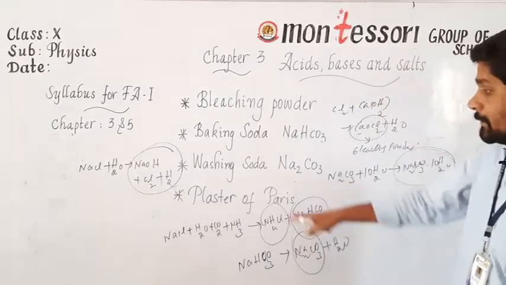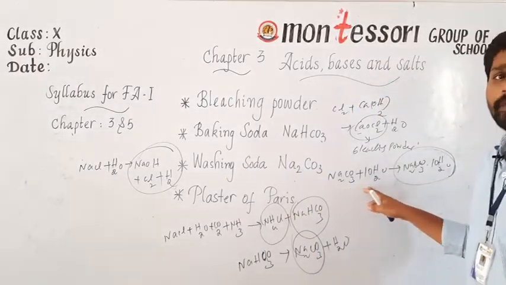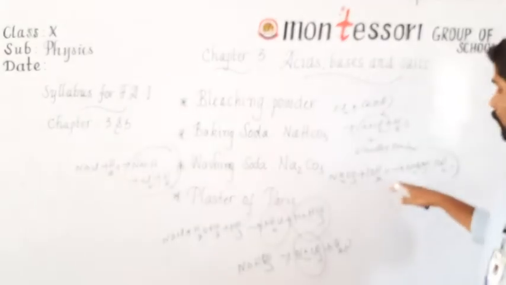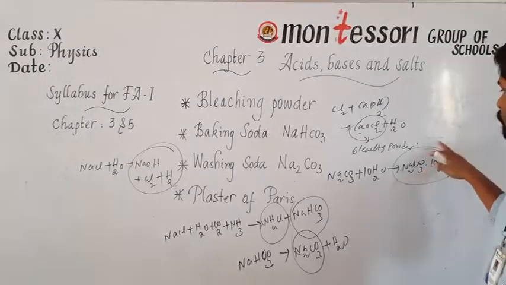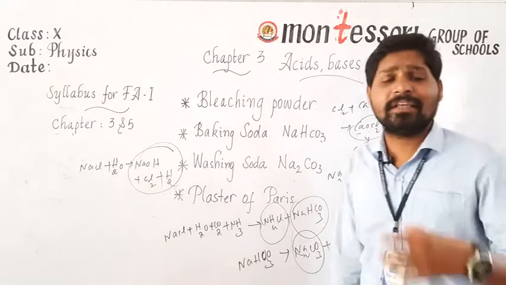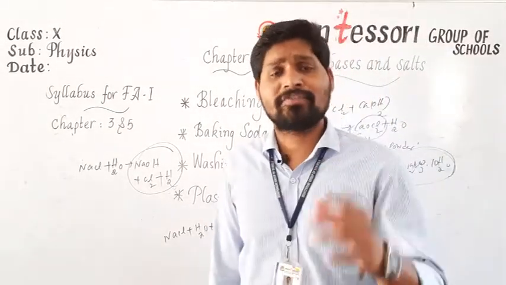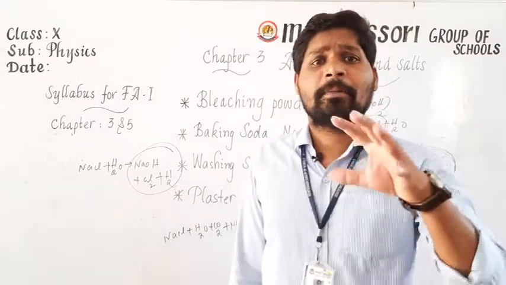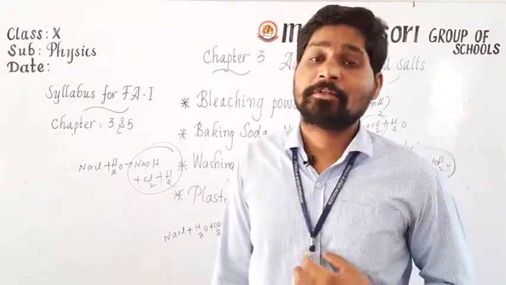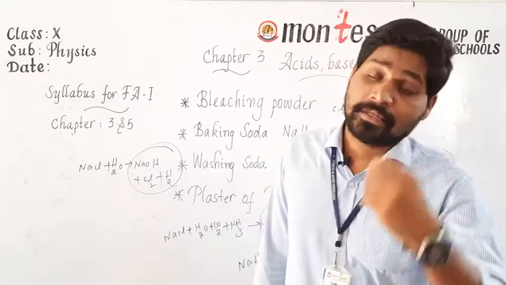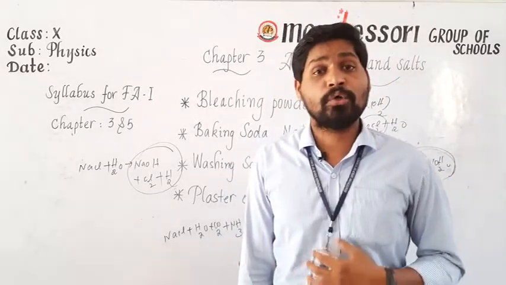So next, here I would like to ask you one question. See, I wrote here Na2CO3·10H2O. What does it mean? What is 10H2O? Whenever you observe the crystals of salts, they appear dry, but practically they may contain some water molecules. How do you know this?